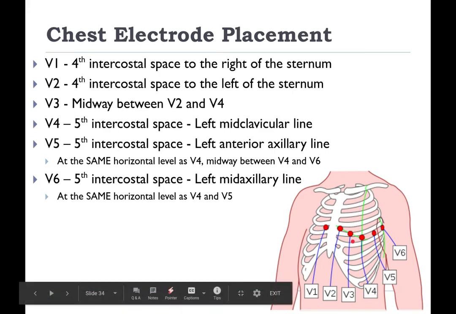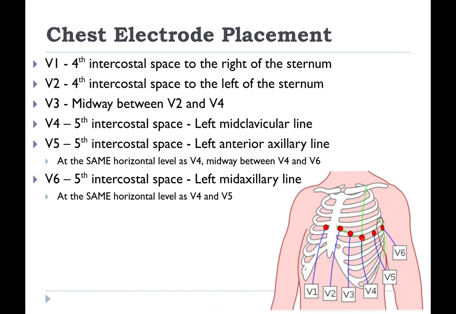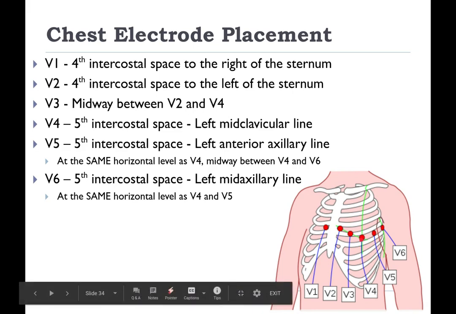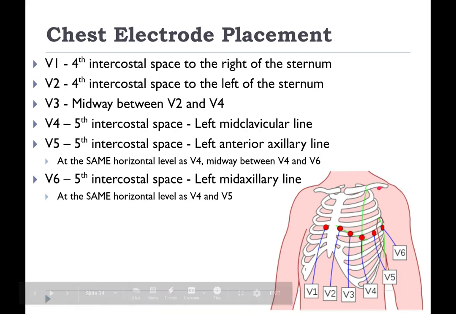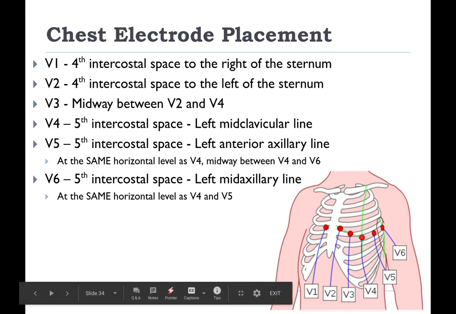V3 goes midway between V2 and V4. V4 goes in the 5th intercostal space on the left mid-clavicular line. So you're going to locate the clavicle on the patient's left side, right? And you're going to find the sternal notch, and you're going to find the acromion process, and you're going to then locate the middle, so the mid-clavicular line right in the middle, and you're going to just draw an imaginary line down until you hit the 5th intercostal space. That's going to be V4.